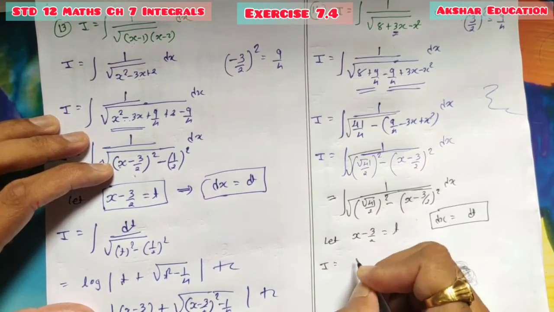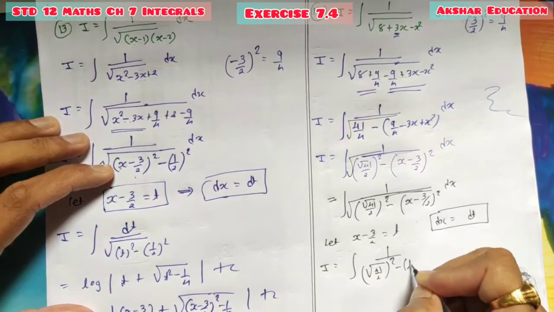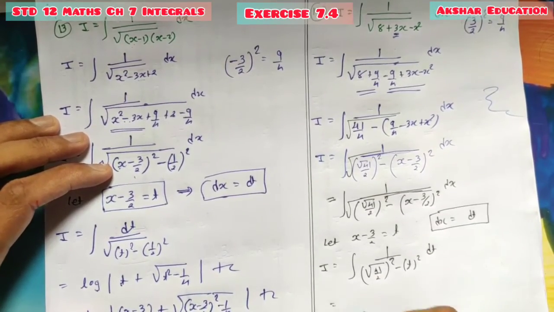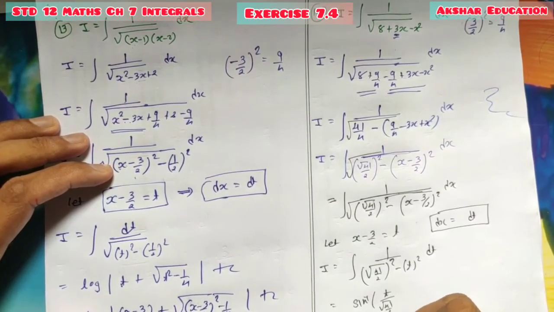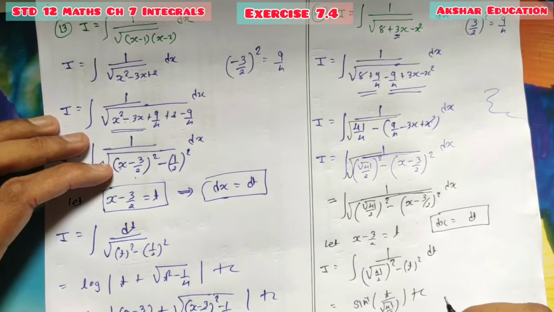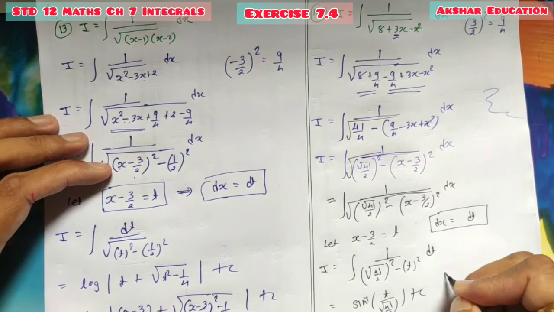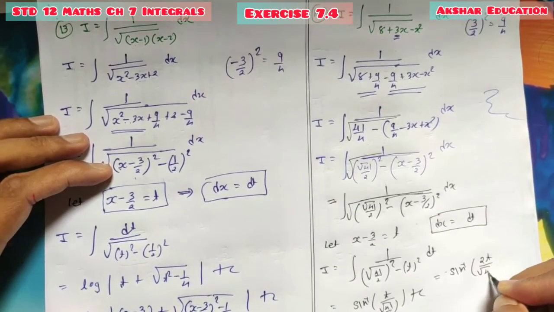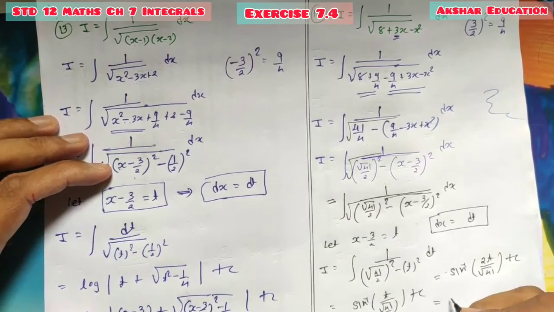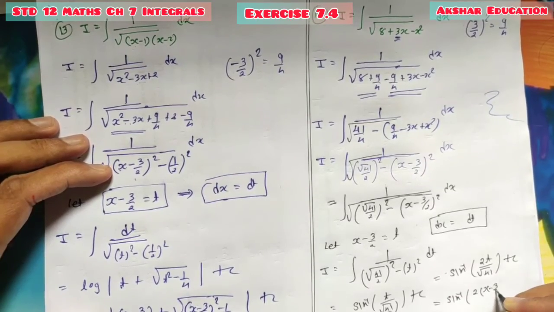Therefore, our integration I is 1 upon square root of 41 by 2 whole square minus t square dt, and this is nothing but sine inverse t upon square root of 41 by 2 plus c. Done. And square root of 41 by 2, this is nothing but sine inverse 2t upon root 41 plus c, and replace the value of t. Sine inverse 2 into x minus 3 by 2 upon square root of 41 plus c.